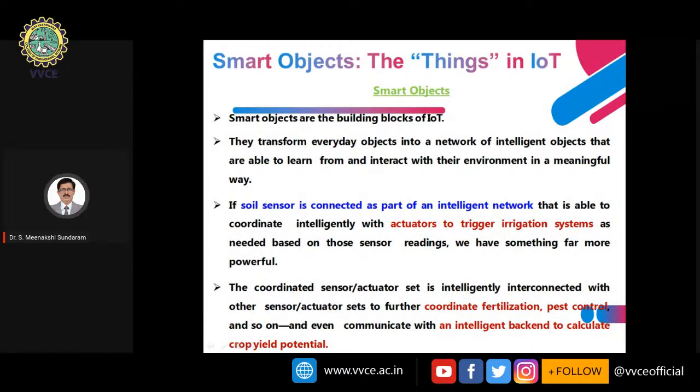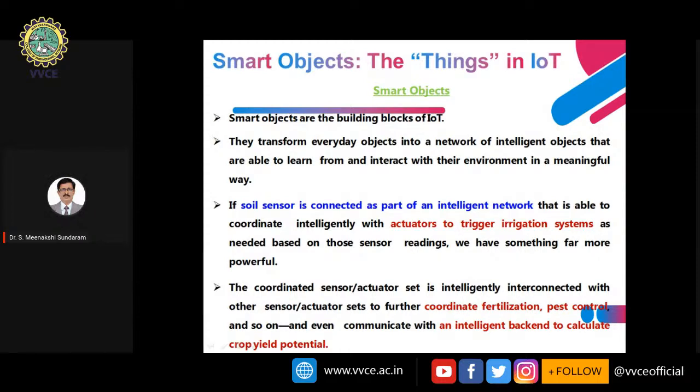Let us understand what we mean by smart objects. See, smart objects are the building blocks of IoT. When our things have to be smart, that means these things should be capable of sensing, actuating, and doing some actions, and we have to ensure that the processing, controlling, and communication, everything is done. So if a soil sensor is connected as a part of an intelligent network, actuators have to trigger irrigation systems.